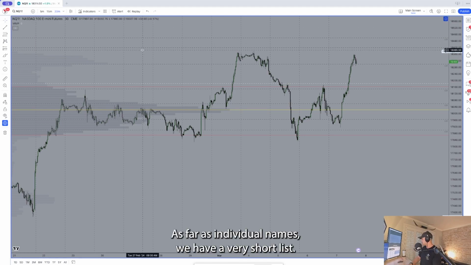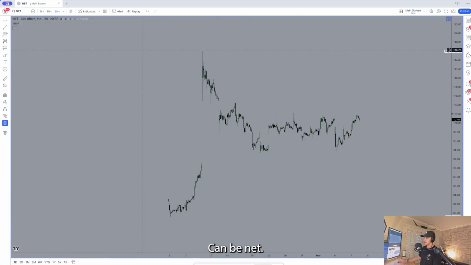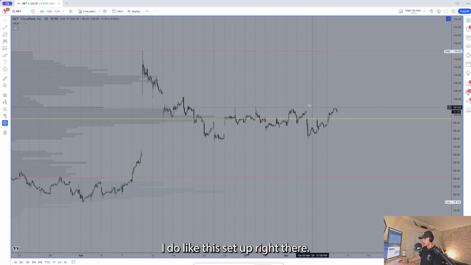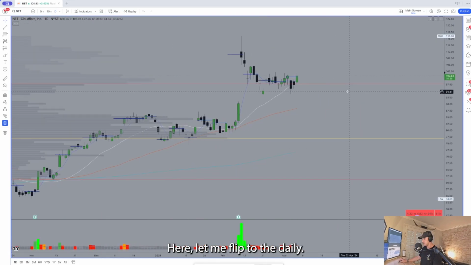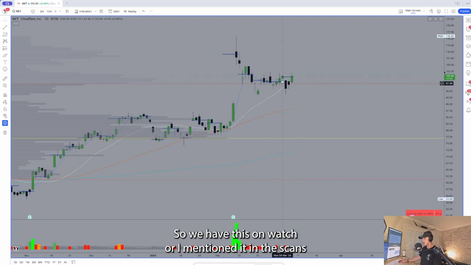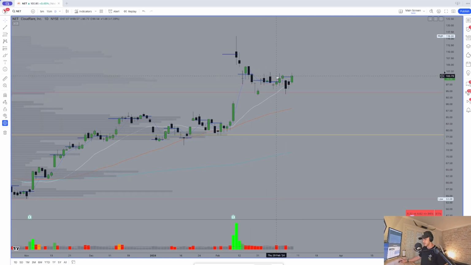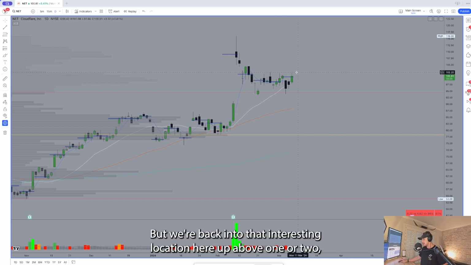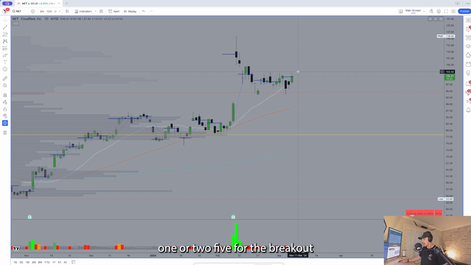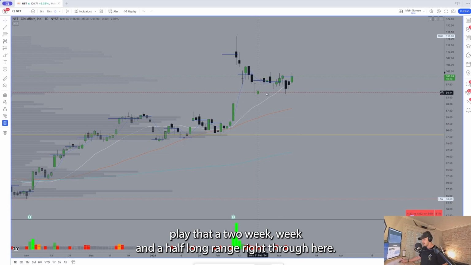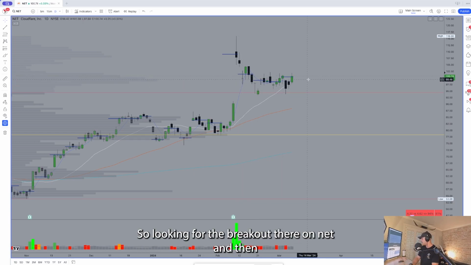As far as individual names, we have a very short list. It's going to be NET. I do like this setup right through here. Let me flip to the daily. So we had this on watch, or I'd mentioned it in the scans earlier this week. It did not even trigger, but we're back into that interesting location here up above 102, 102.5 for a breakout play, at a 2-week, week and a half long range right through here. So looking for the breakout there on NET.